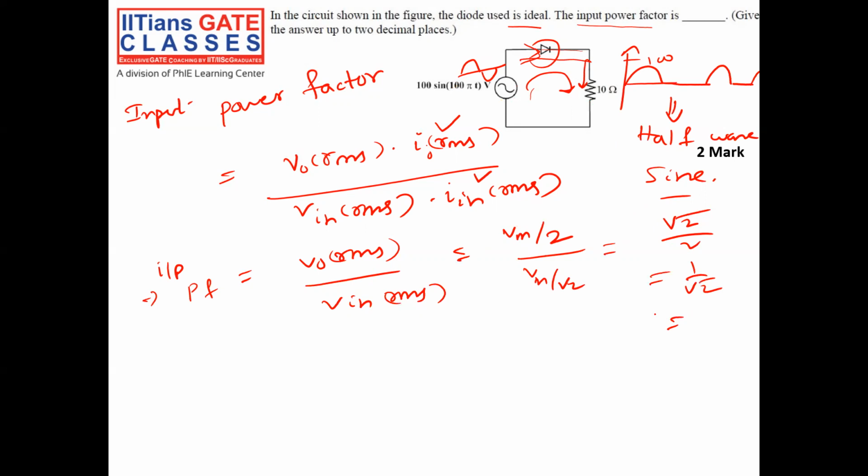Let us calculate 1 by root 2. We got 0.707. So the answer should be 0.707.